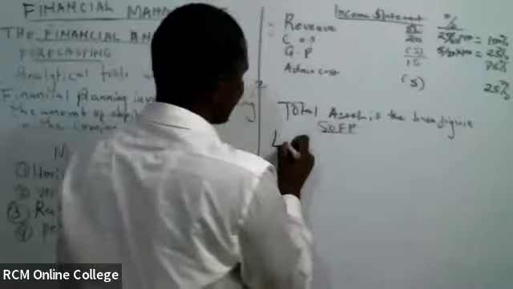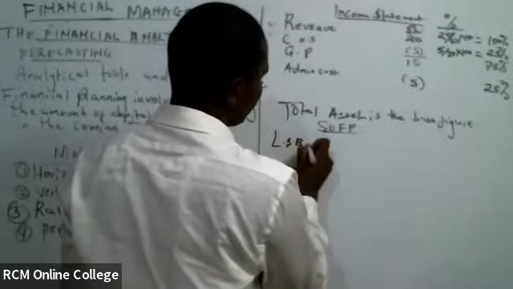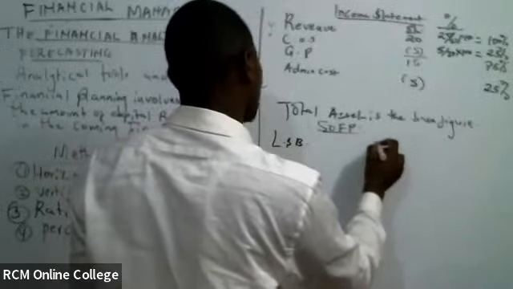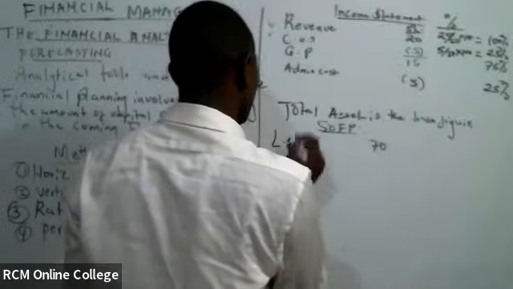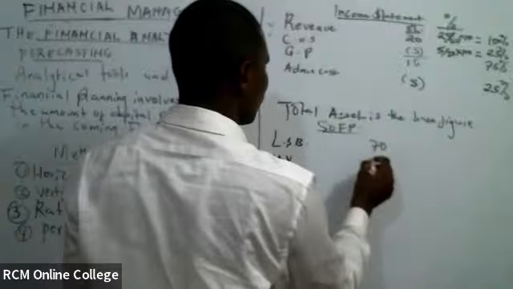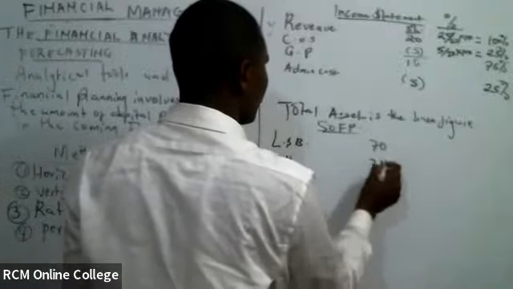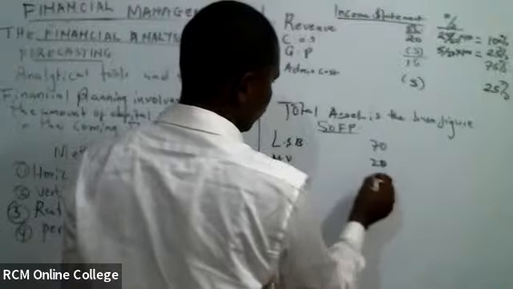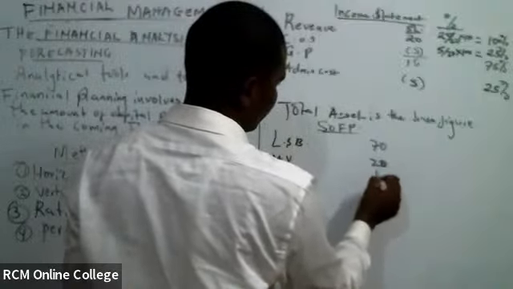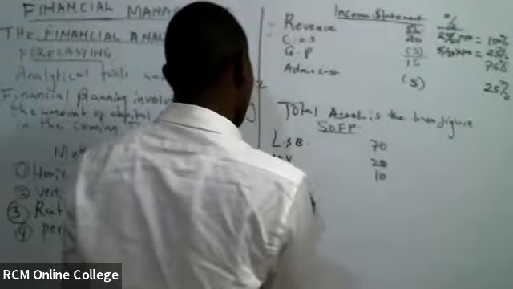Very first, land and building. The building is an asset of 70. I have a motor vehicle of 20. And then I have furniture and fitting of 10. Current asset.